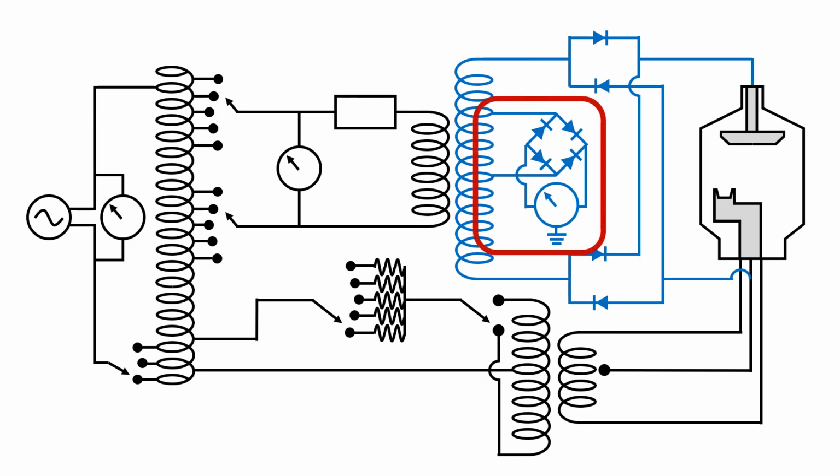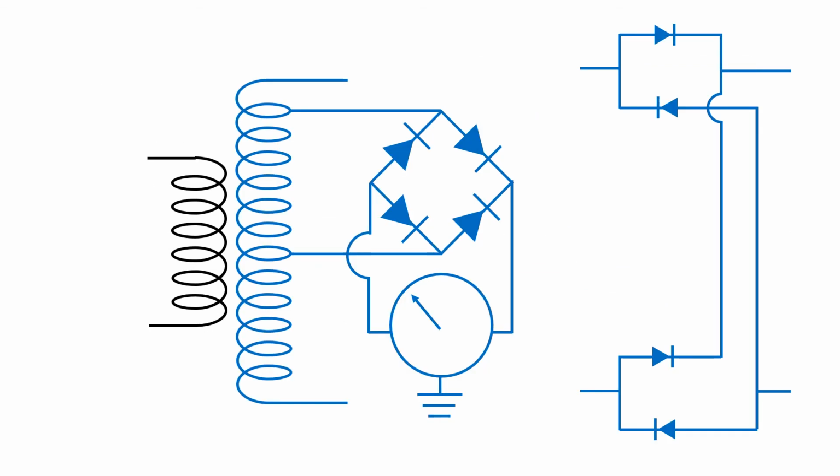Finally, we have the MA meter and its rectifier. The rectifier before the MA meter does the exact same thing as the rectifier before the X-ray tube. It's just drawn differently. So this and this do the exact same thing. They convert AC to DC.